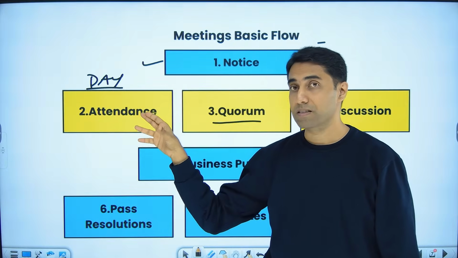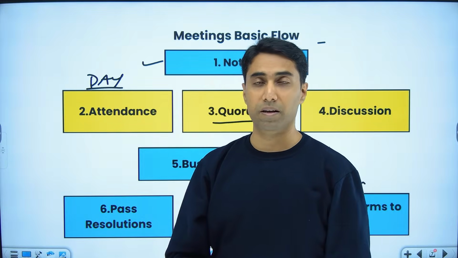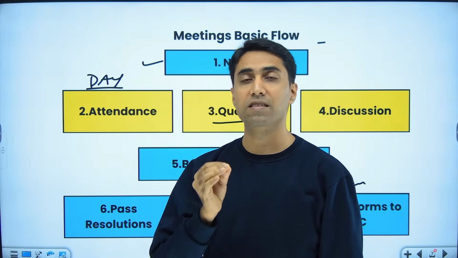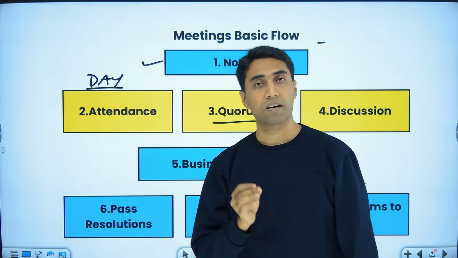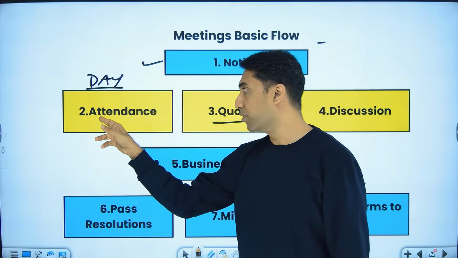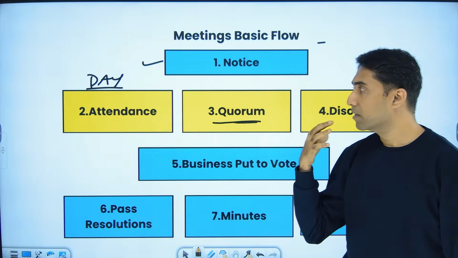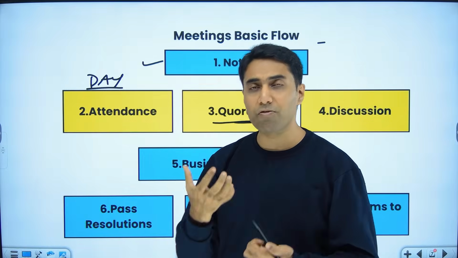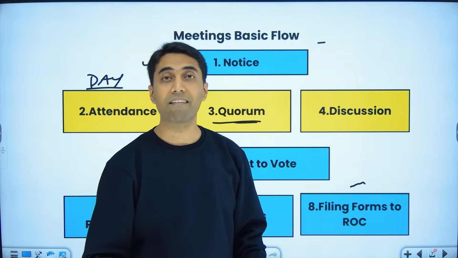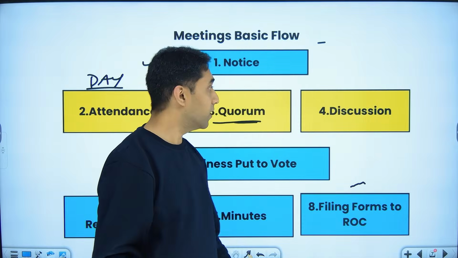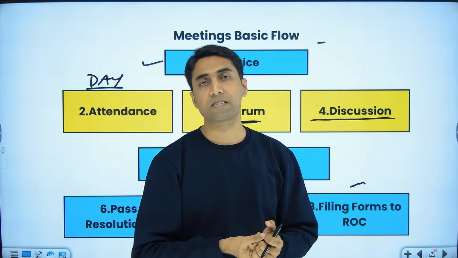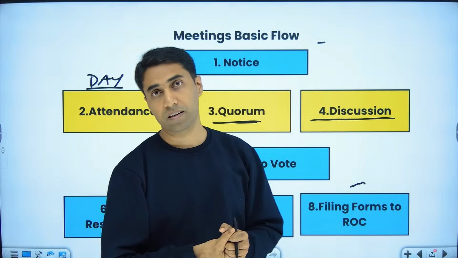When you take attendance, the number of people who come for the meeting should be the minimum number as required by section 96 of the Companies Act, right? So you need to do that. So quorum is, do we have enough number of people for the meeting? If the answer is yes, if you really have enough number of people, then you can conduct the meeting. You can go ahead, you can discuss whatever is part of the agenda, correct?